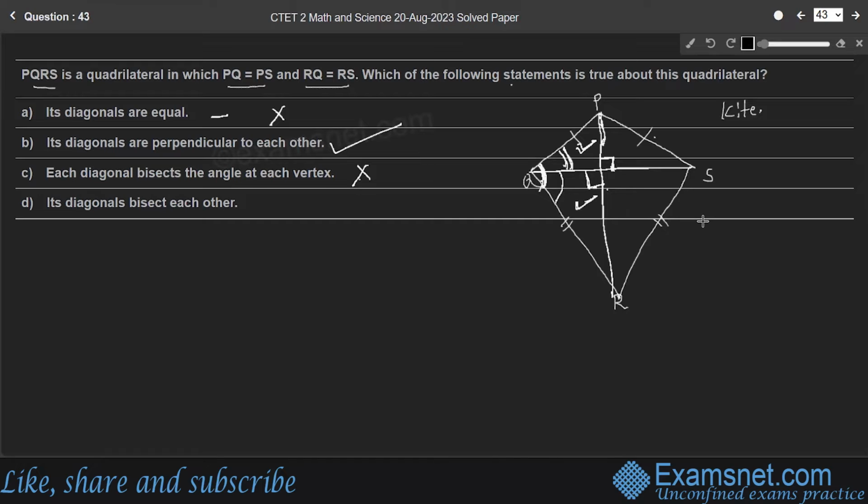And the fourth one, its diagonals bisect each other, which is also false. Only diagonals are perpendicular to each other, right? Therefore, option B is the right answer.